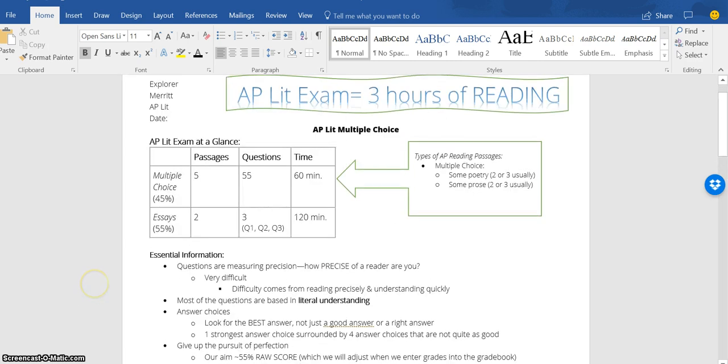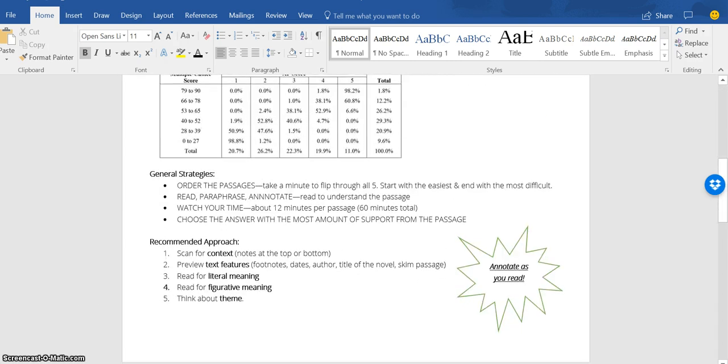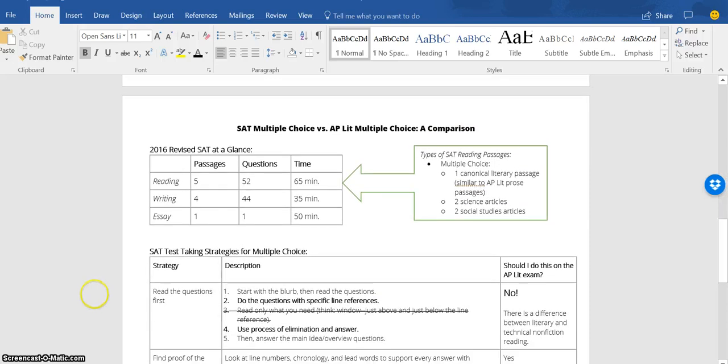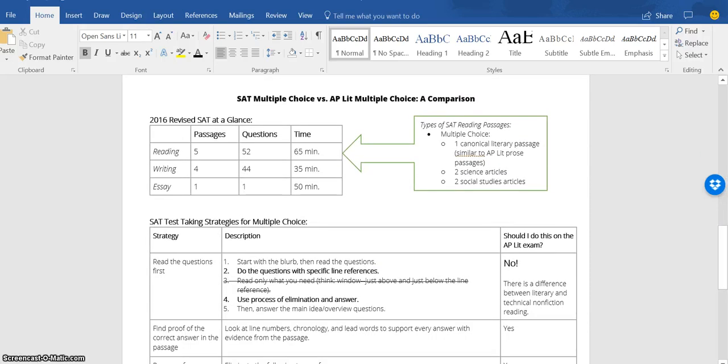Okay, a lot of you seniors have already done SAT prep in junior seminar, and if you were junior, you're going to start that very soon if you have not already. So I want to talk to you about strategies on the SAT versus strategies on the AP Lit exam. A lot of them are similar, and then there's one really big difference. So when we look at the revised SAT, you too have 5 passages on the reading portion. You have 52 questions, so pretty similar, and you have about 5 more minutes. In the reading section of the SAT, you have 1 literary passage, 2 science passages, and 2 social studies passages.